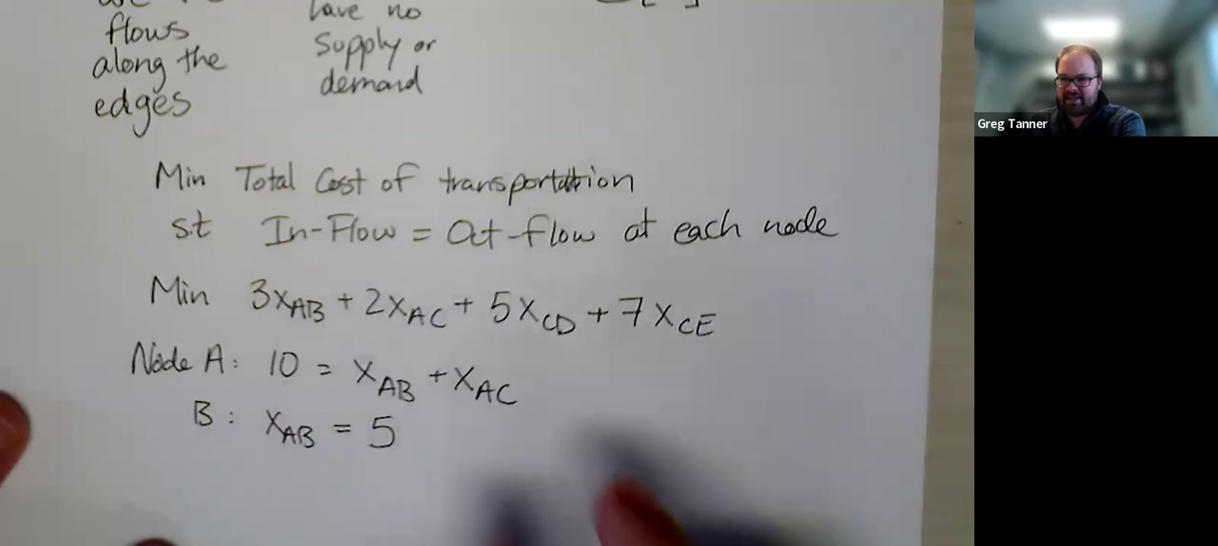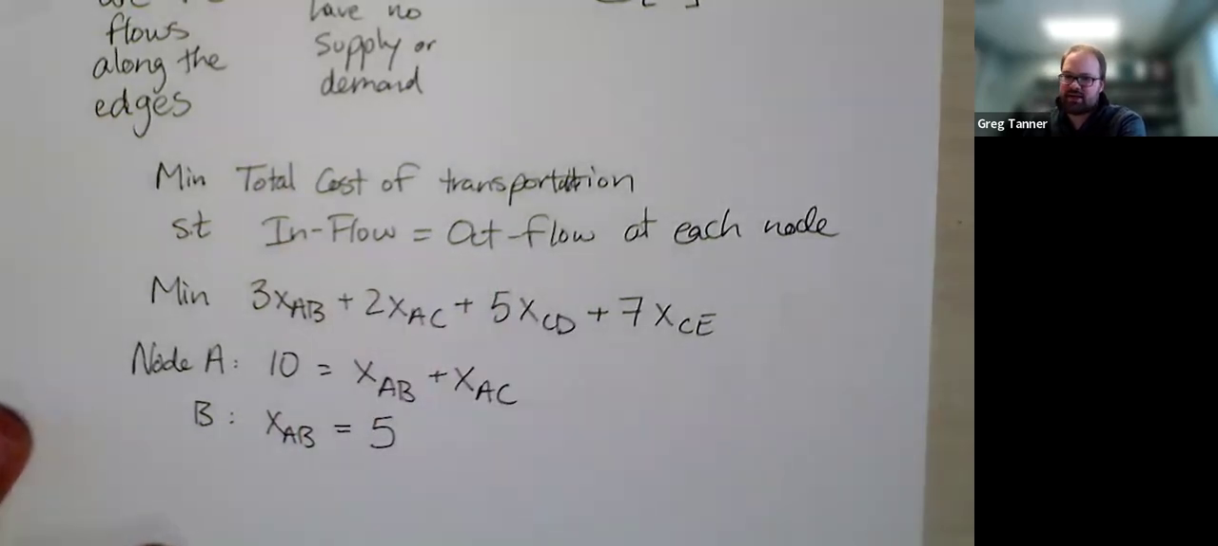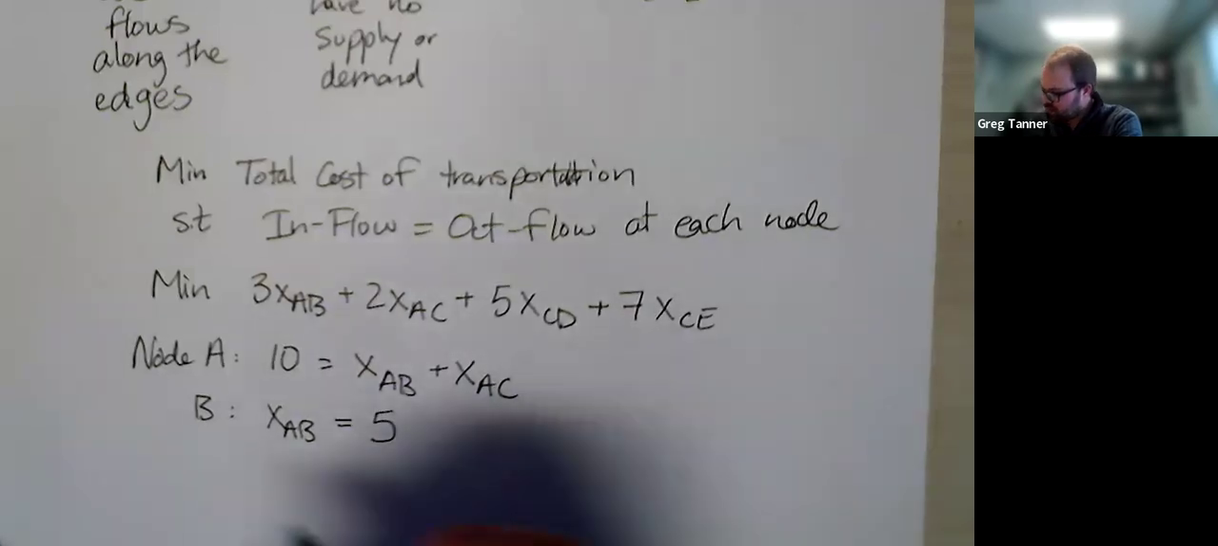I tend to like to set things up thinking inflow, outflow, putting all my ins on one side, all my outs on the other side, and treating them as positive quantities, and then rearranging things at the end. I find that much more straightforward to keep my head straight on, rather than trying to remember positives or negatives, ins or outs, demands or supplies.